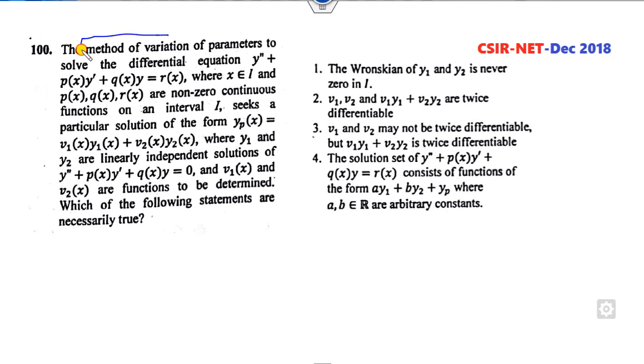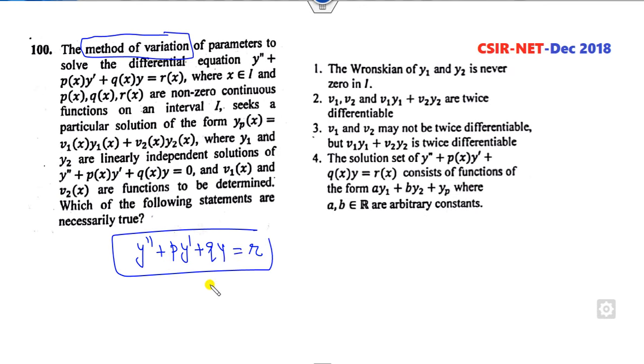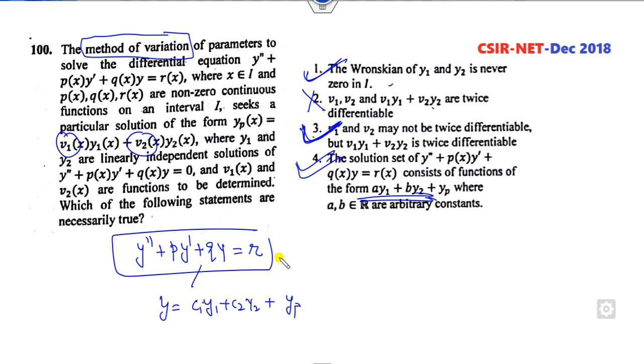Okay, the method of variation of parameters. So y double dash plus p y dash plus q y is r. So how can you find the solution of this? c1 y1 plus c2 y2 plus y of p. That's my right answer for this. Wronskian is always non-zero. What are v1 and v2? They are any functions but may or may not be differentiable. So this option is cancelled. These are the right answers.